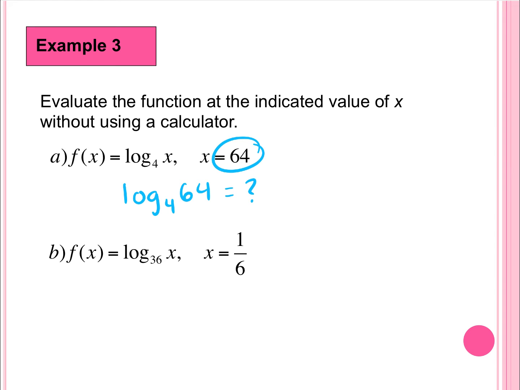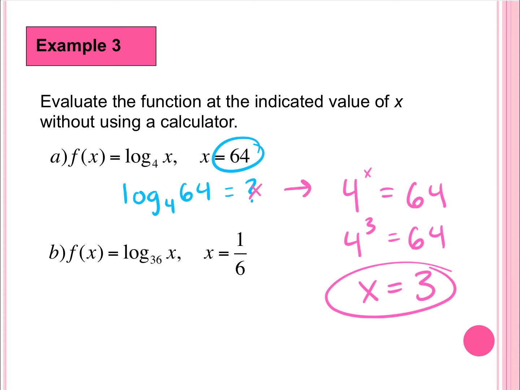So we can't evaluate log without a calculator, but I can put this into exponential form to figure out what this is equal to. So what's my base? 4. What's going to be the exponent? x. We can call it x. What's it equal to? 64. So 4 to what power gives me 64? 4 to the third power is 64. So that means x is 3. Here it uses x, so we can't really say x is 3, but the answer here is 3.